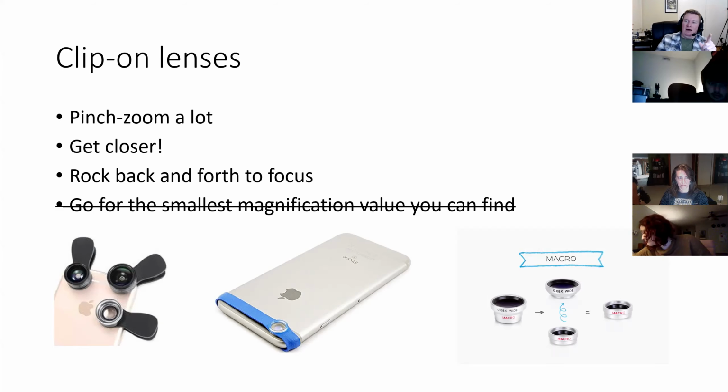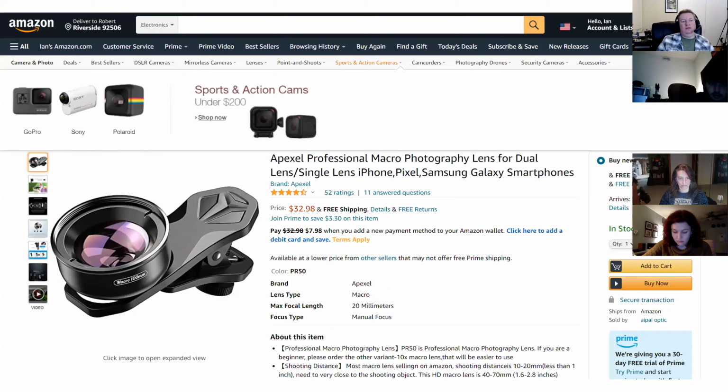But I have since started to fall in love with this macro lens specifically, and there are several like this now that are coming out. This one is called Apexel macro lens, and it's a 100mm macro lens. It comes with a little clip, and then the macro lens is a pretty big lens. Comes with a little cap and everything.